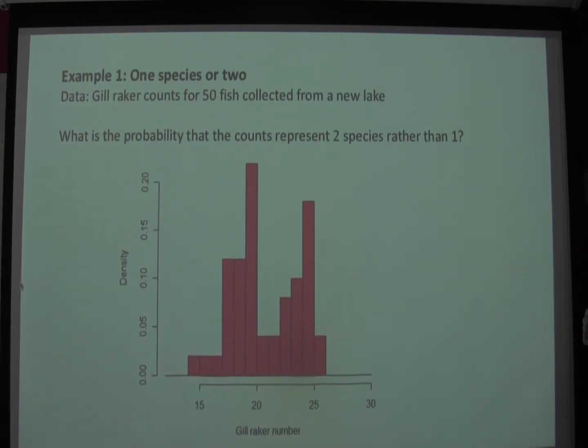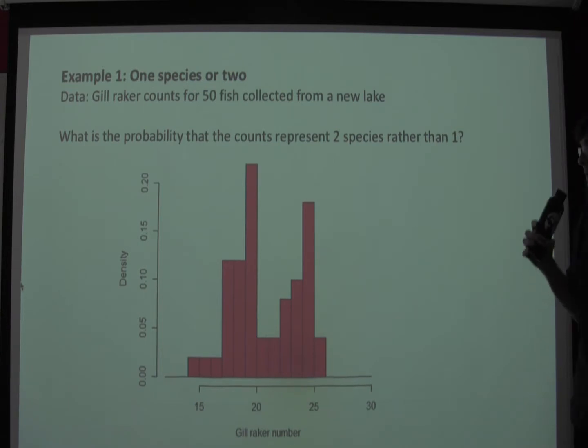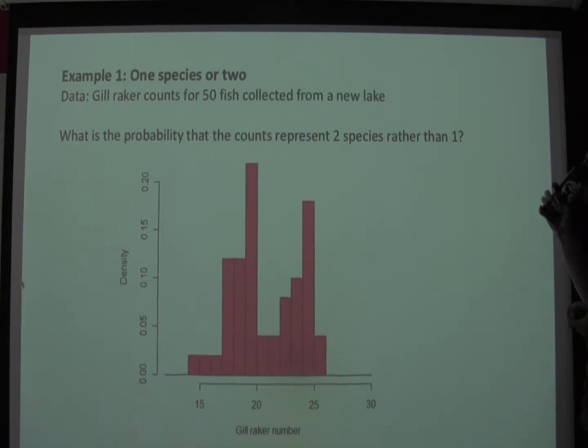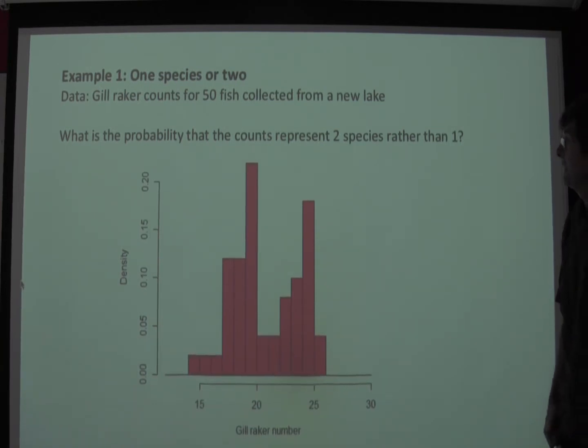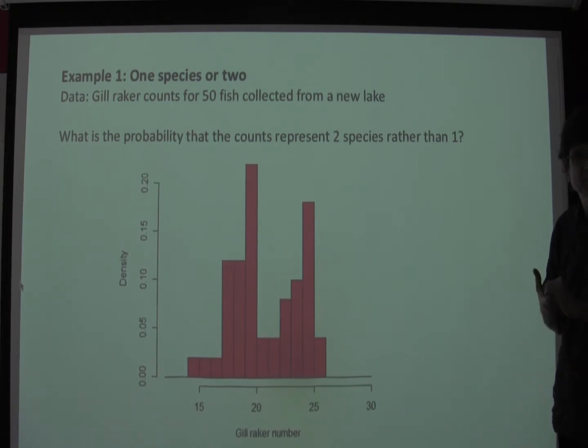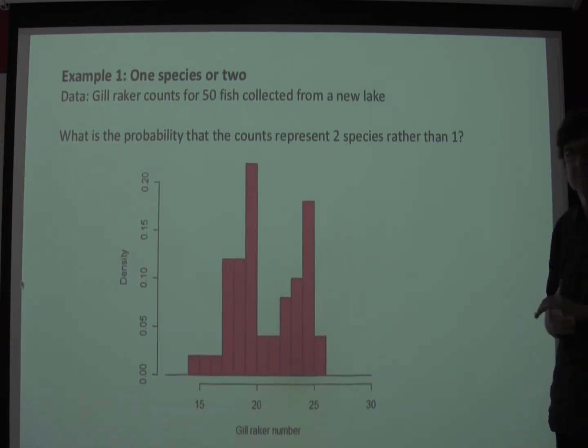So let's say we go to a lake and we throw in some traps, and we remove the fish and we bring them back to my lab and say, looks like there might be 2 species here. This actually happened. And so then the question is, are there 2 species here?